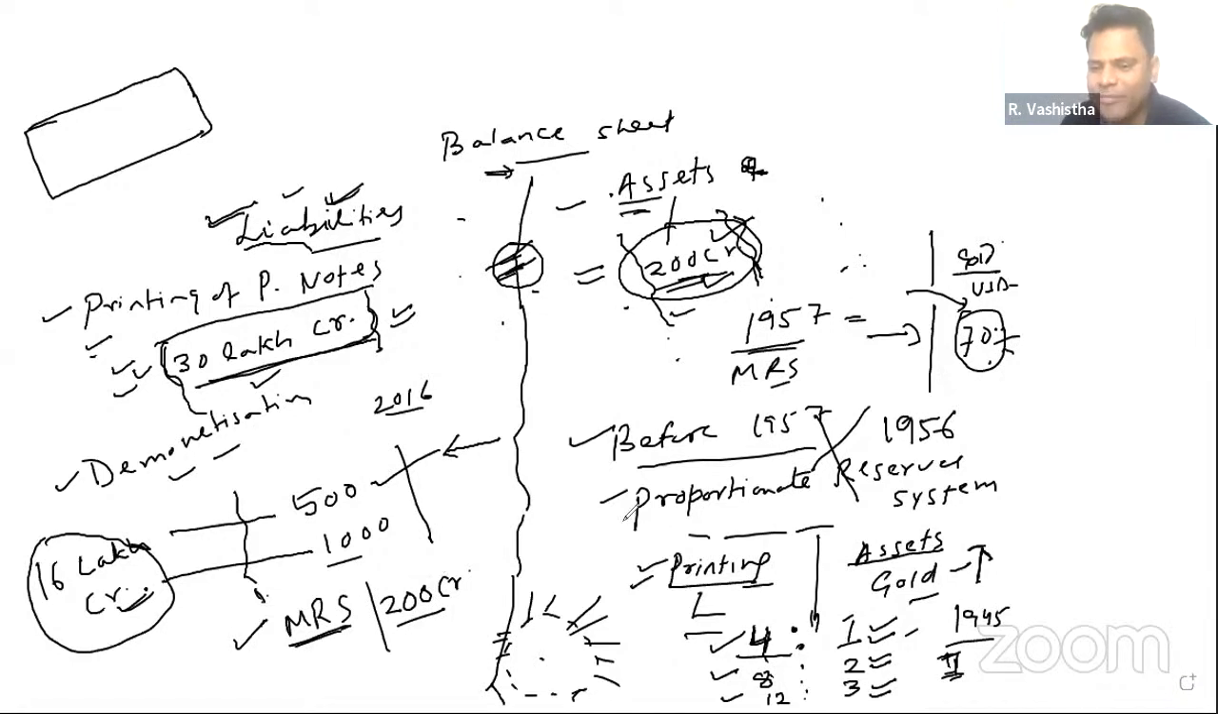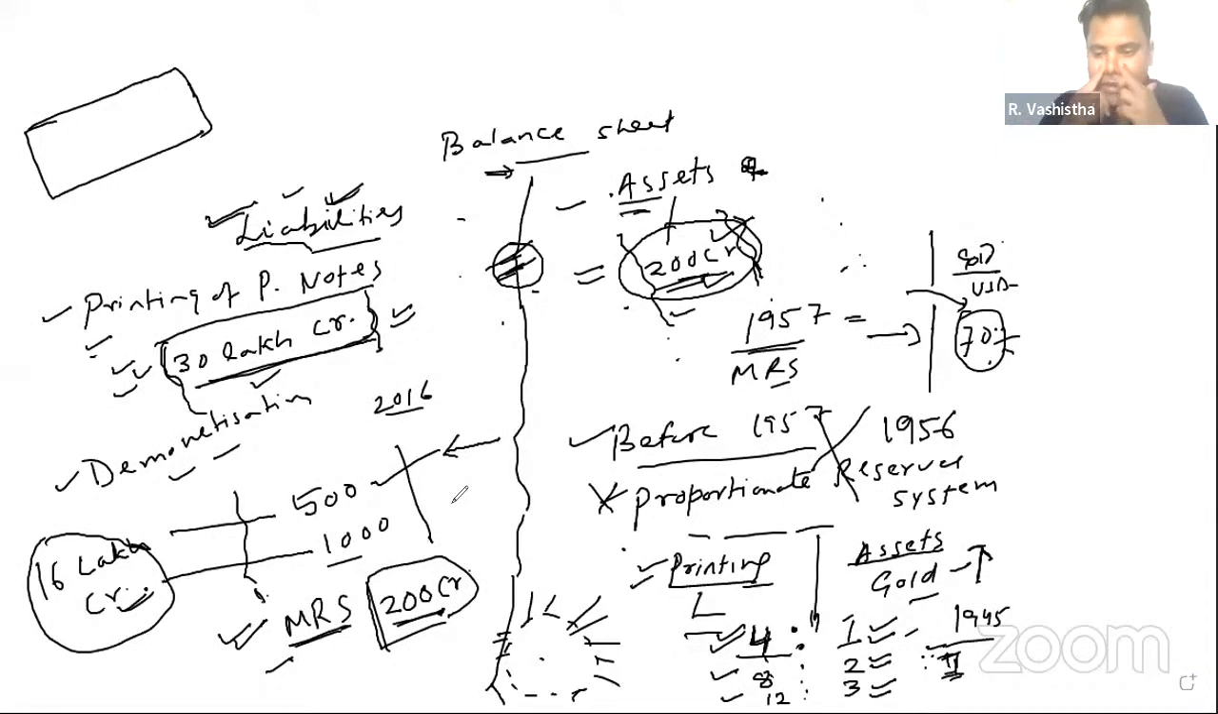But in the previous system, you see that every time new money has to be printed, gold has to be purchased by the Reserve Bank of India, right? So obviously this was burdensome for the Reserve Bank of India, and that is why this system was abolished. A new system has been introduced, and in this new system, on the basis of minimum assets worth 200 crore rupees, any amount of money can be printed.